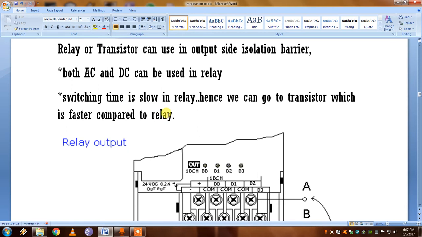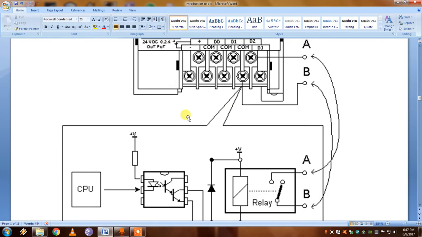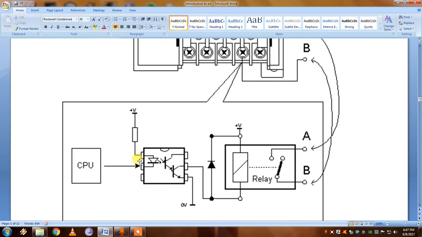Hence, we go to the transistor, which is fast compared to the relay, which has a much higher switching time. In relay output, the CPU's 5 volt is given to the transistor, which gives 24 volt DC to the relay, which is again connected to the output terminals A and B, with one connected to the common.